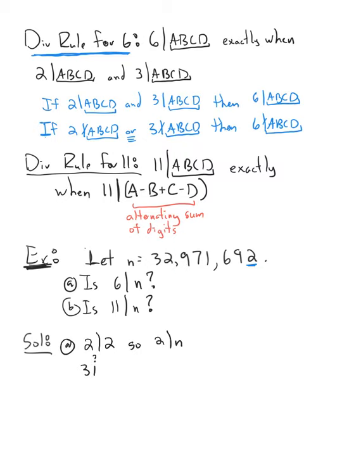Let's check 3. Is 3 a factor of n? Let's see. We'll add the digits together. Remember, our rule for 3 says if the sum of the digits has a factor of 3, then the number has a factor of 3. So is 3 a factor of 3 plus 2 plus 9 plus 7 plus 1 plus 6 plus 9 plus 2? Let's use the associative and commutative properties in our head to look for tens.